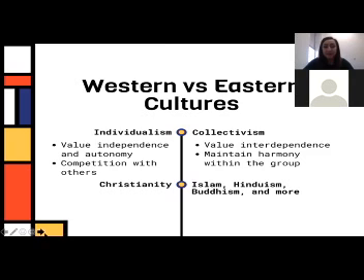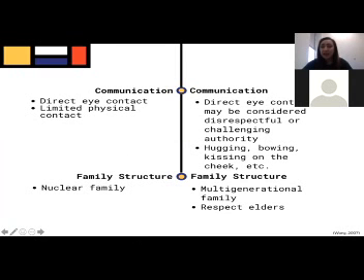Some more differences in communication. In Western cultures, we expect direct eye contact. We tend to limit our physical contact, especially with strangers. Whereas in Eastern cultures, it's not uncommon to greet others by hugging, bowing, kissing, and direct eye contact may be considered disrespectful or challenging to authority.